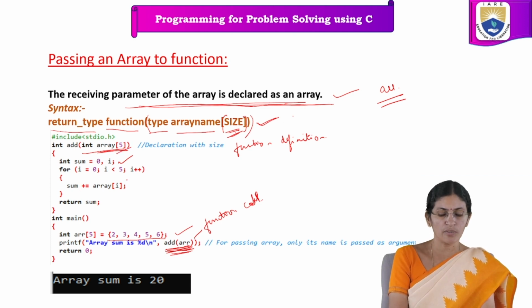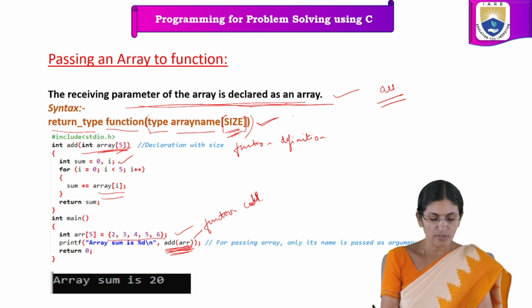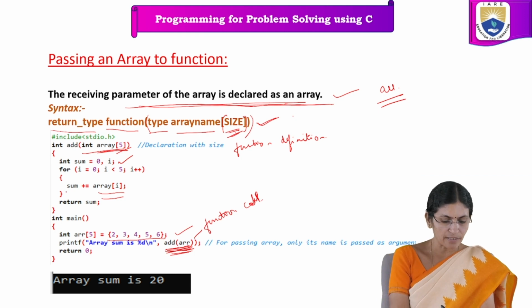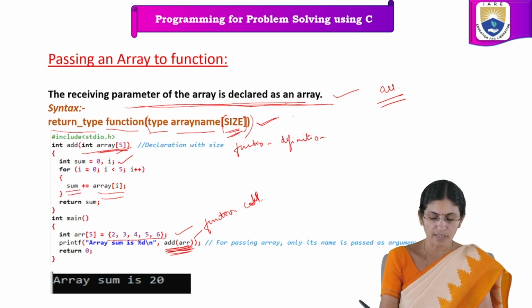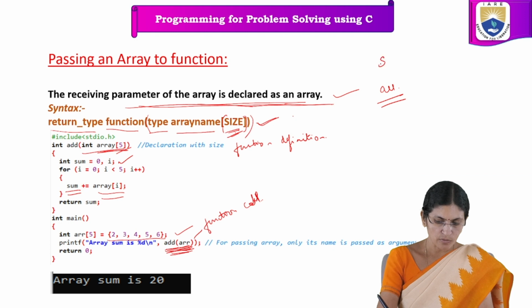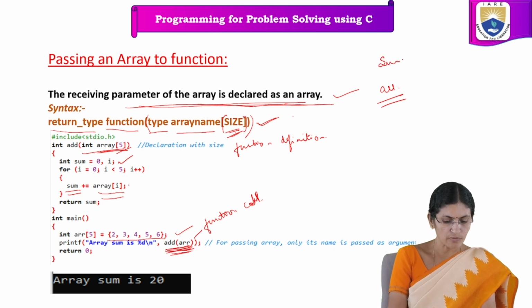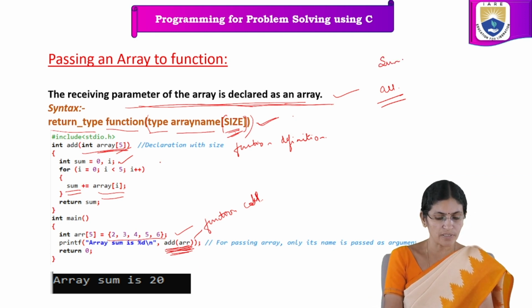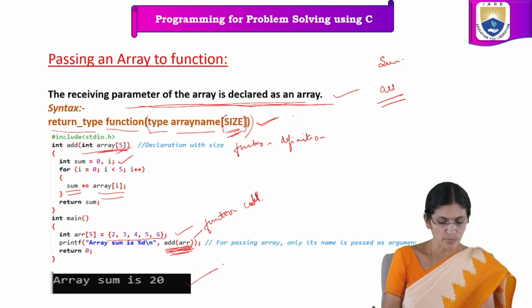i is equal to 0, i less than 5, i plus plus. That means all the elements of the array are added, and that value is stored in the variable sum. So when we execute this program, the output of this program is array sum is 20.